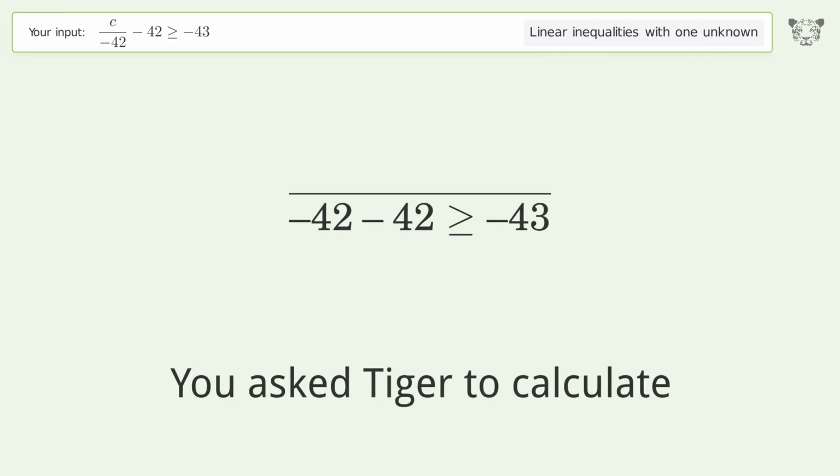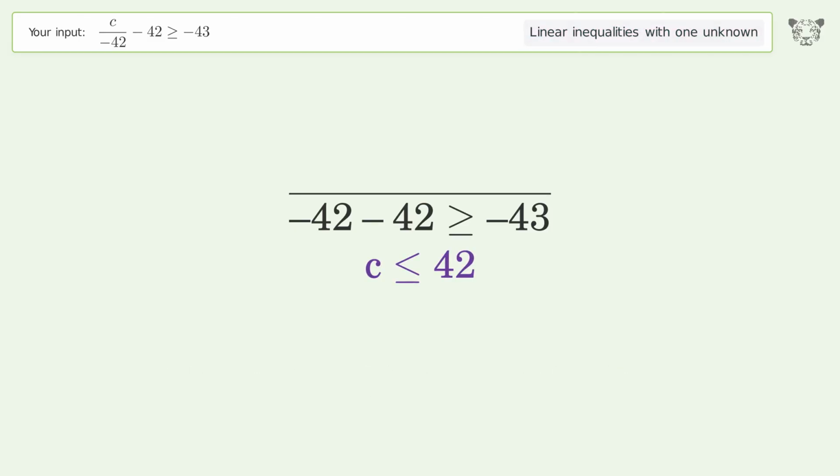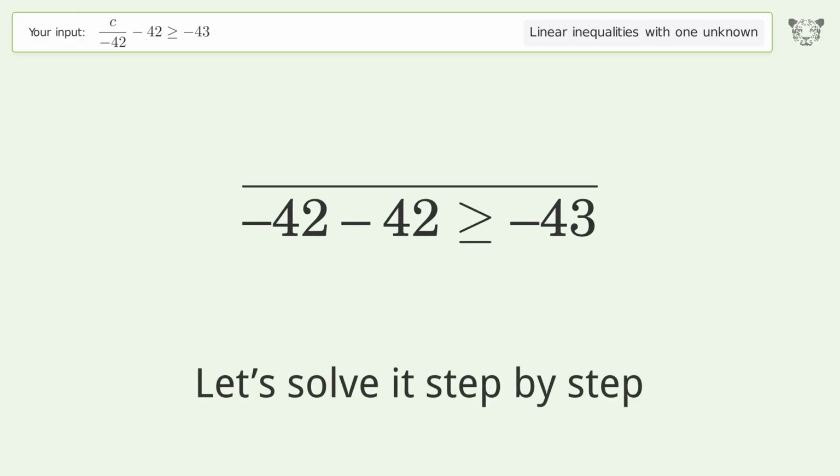You ask Tiger to calculate. This deals with linear inequalities with one unknown. The final result is c equal or smaller than 42. Let's solve it step by step.